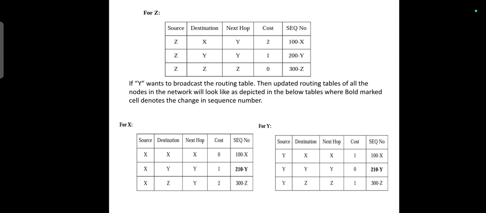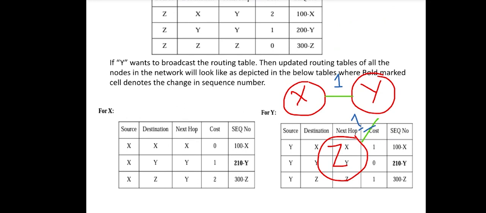Now, in the same manner, we have to update the routing table for the source node Z. Imagine the network which we have seen in the previous slide. The network comprises 3 nodes X, Y and Z. X is connected to Y and Y is connected to Z. The link distance is nothing but 1 each, right? Do you remember that? This is the network structure we have seen in the previous slide, right?